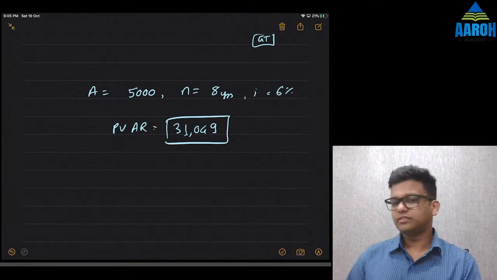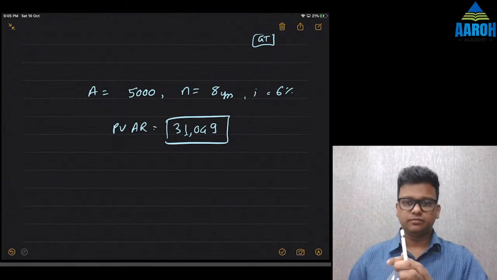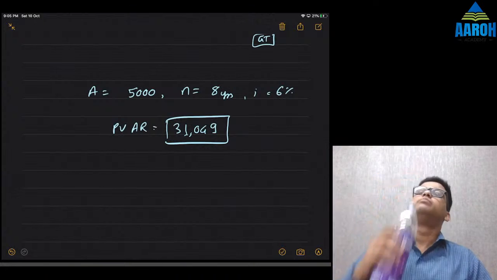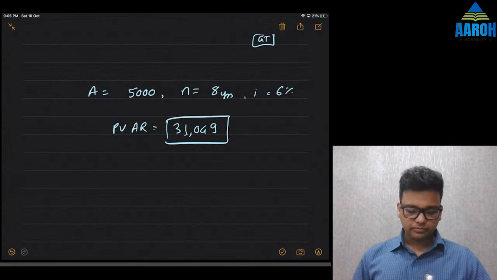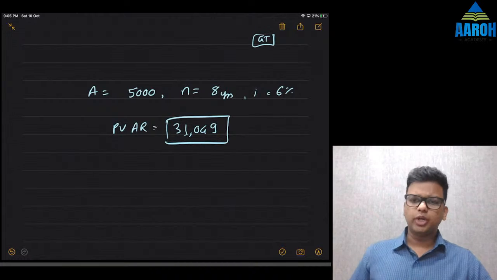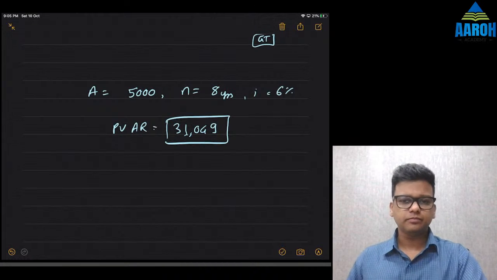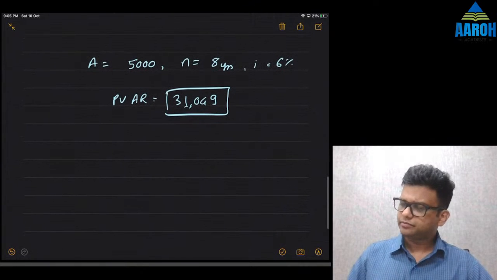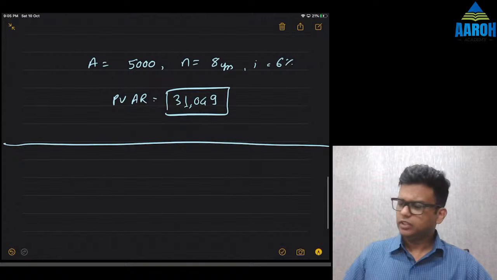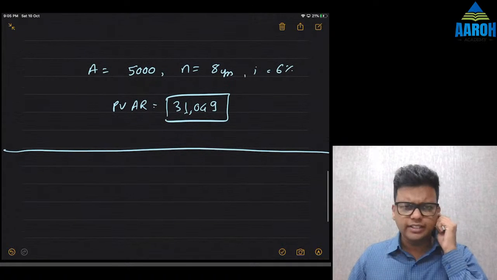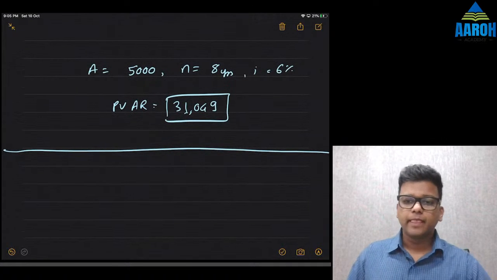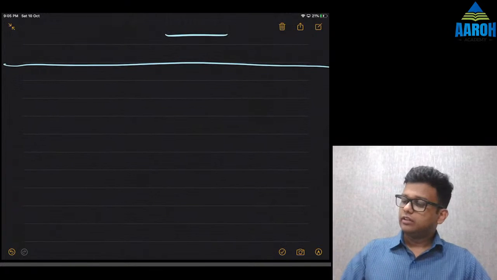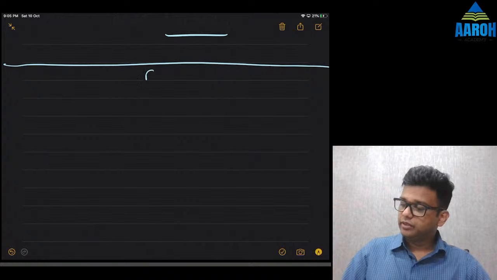Check whether everyone is getting this. Let me know your answers on chat. Have you got it? Okay. If yes, correct. Good. 31049.96. Fine. Good. Correct. Now let's go to future value of annuity regular.